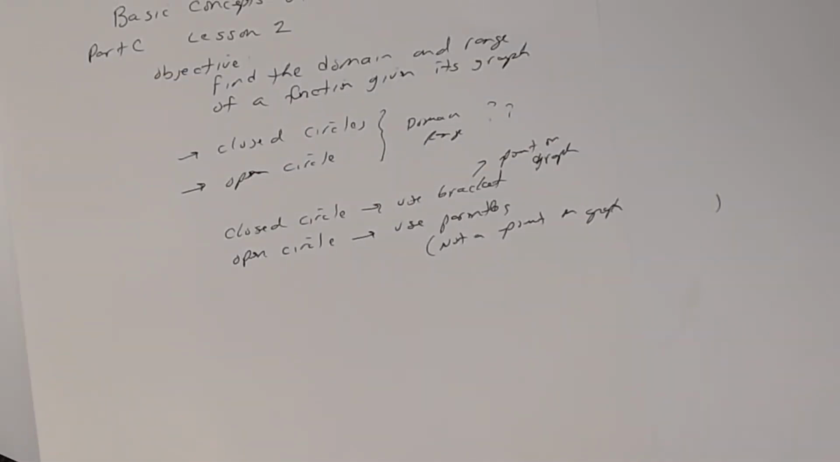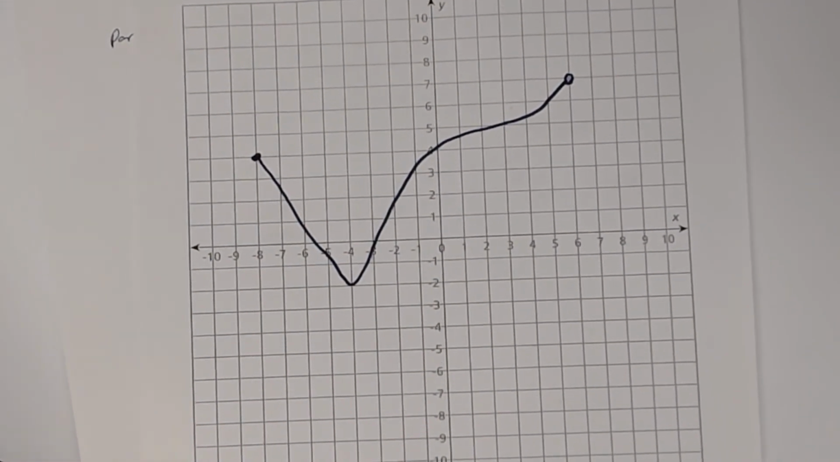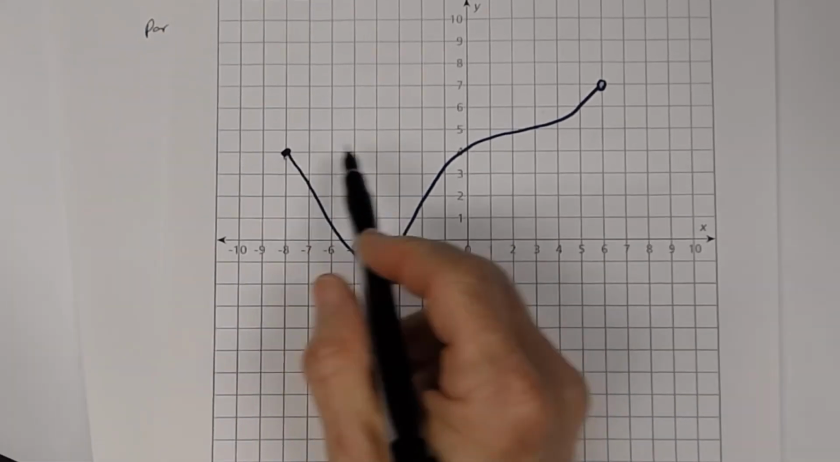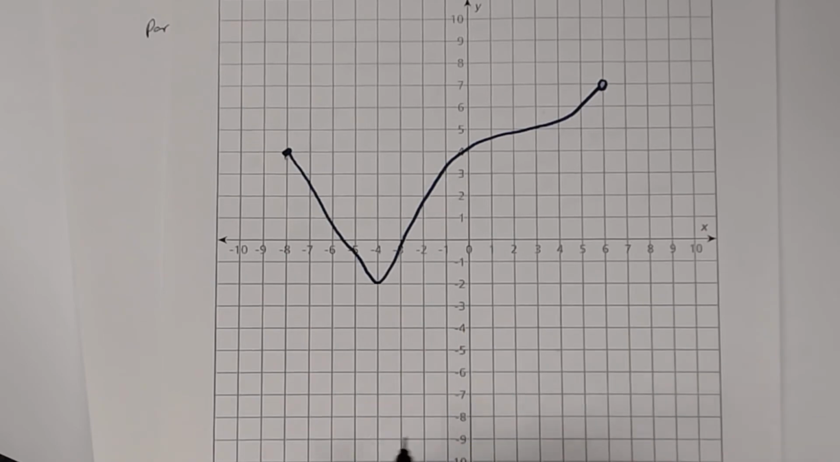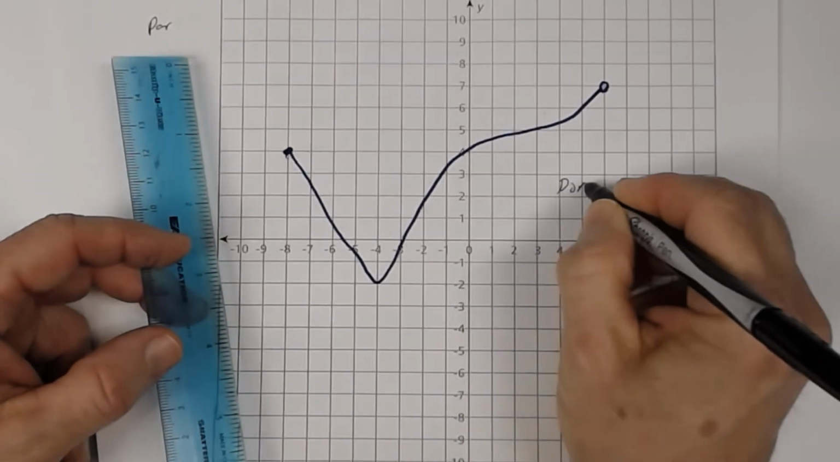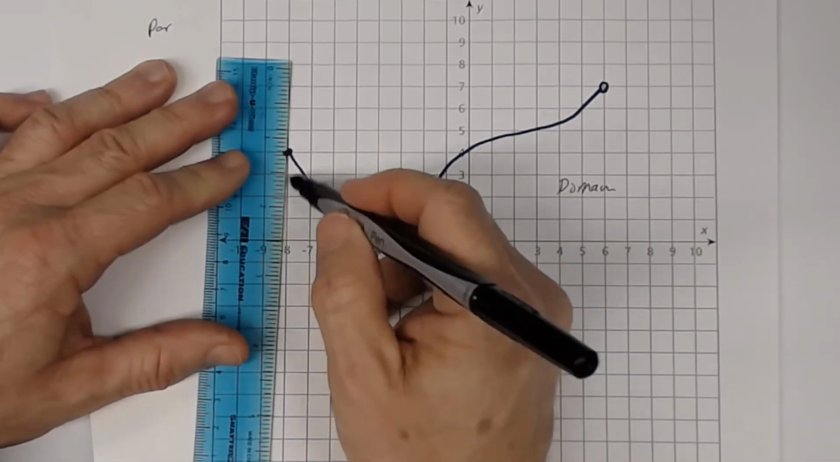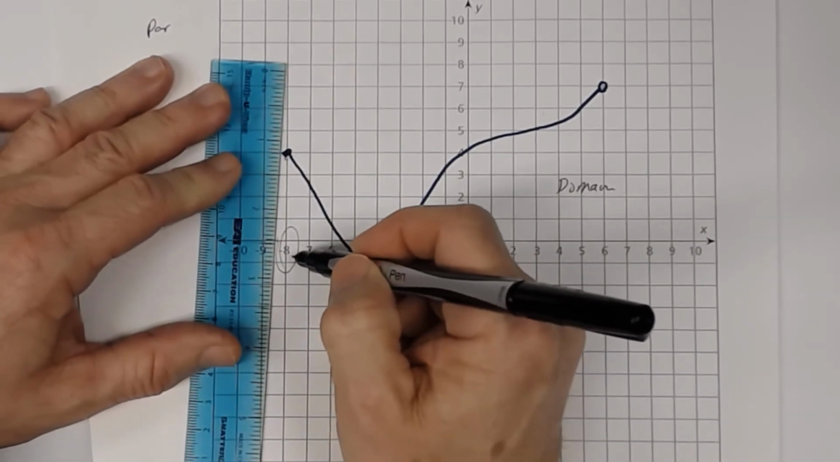All right, let's look at this one. In this one, again, you don't have arrows, so you're not going to be using infinity at all. You have a bracket on the left, open circle on the right. So let's talk about the domain. The domain, this is where you start. You've got to think about the x value. So the x is negative 8.